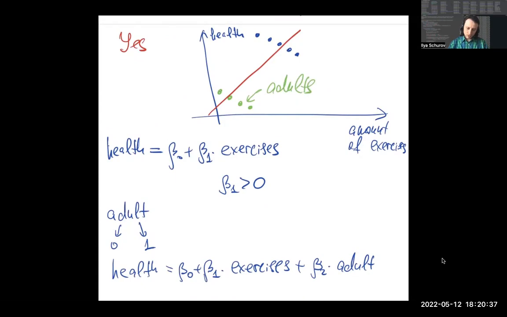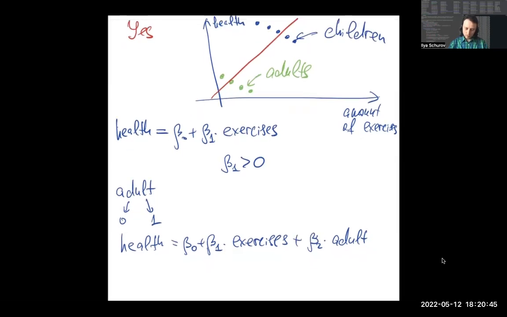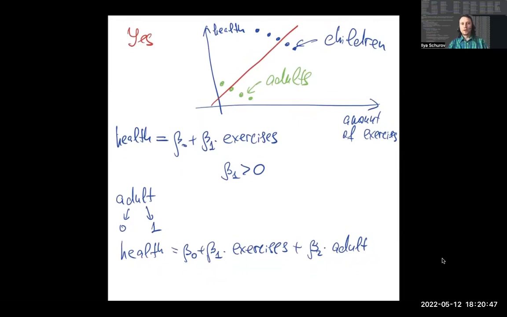So this is adults and these are children. And what does our new model say now? What can you say about this beta one coefficient in this case?